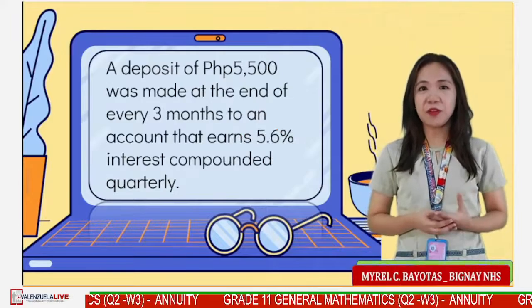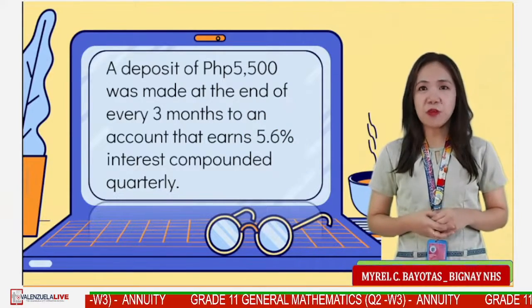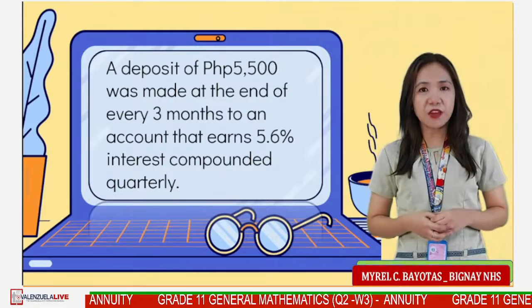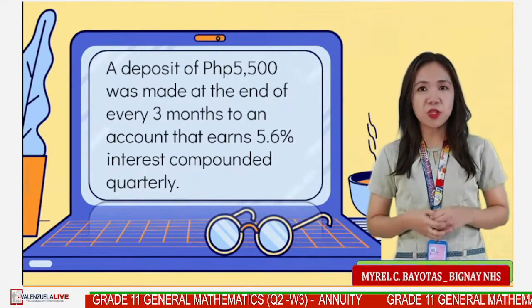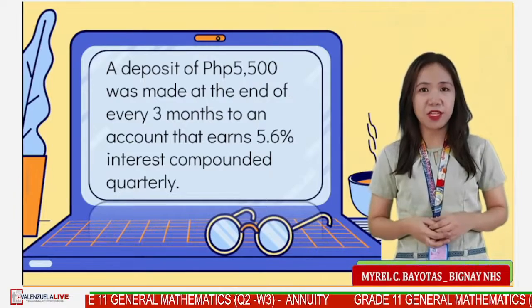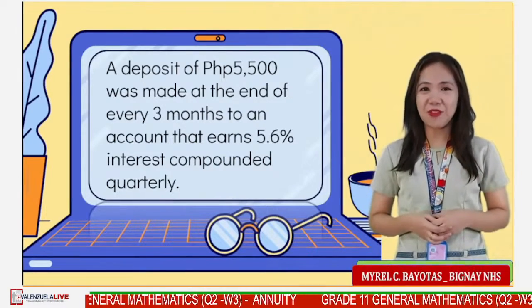Here's another example. A deposit of 5,500 pesos was made at the end of every 3 months to an account that earns 5.6% interest compounded quarterly. Don't be shy to comment your answer.